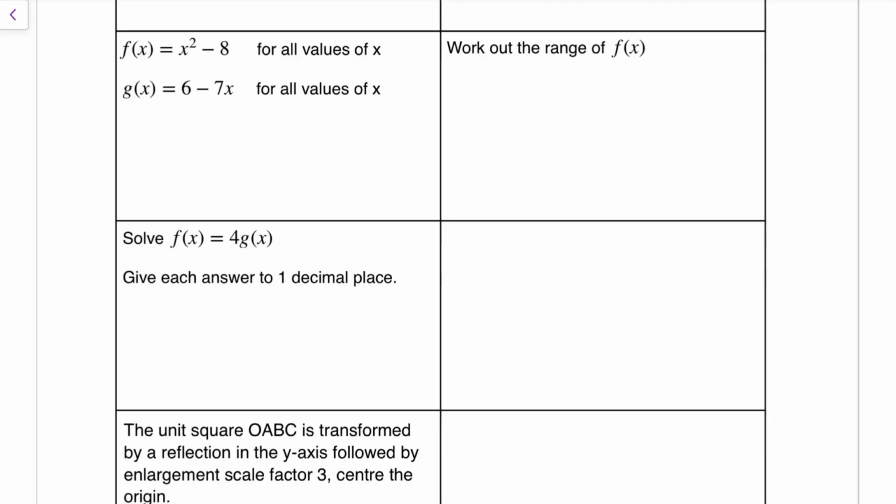So I've got f of x and g of x, and it says work out the range of f of x. So the range is the output. Now this is considerably easier if you know how to sketch this curve. This is the curve x squared minus 8, a parabola which goes through minus 8. So in other words, my range is all values that are above minus 8, and I'm going to write that as f of x, because it's the range, it's the output, is always greater than minus 8, but also can include minus 8 if x is equal to 0. That wasn't too bad. Next question.